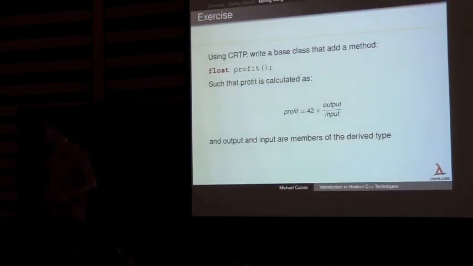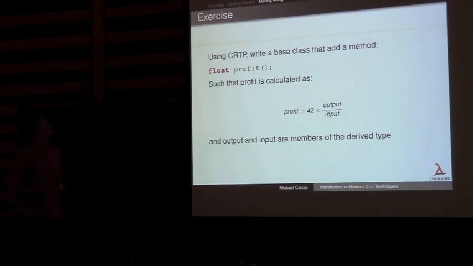All right, because you guys are falling asleep, we have to do an exercise. Using CRTP, write a base class that adds this method, float profit. It's going to calculate profit by taking something called output, dividing it by input, and multiplying it by 42. Output and input are members of the derived type.